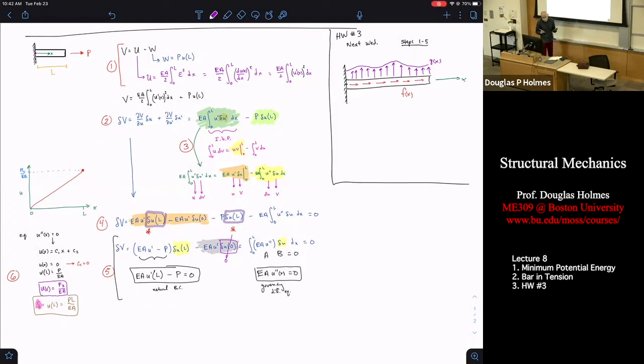Okay, I'm going to give you some hints here. One, we know that we can write strain in this problem as u prime. And we know that the stretching energy depends on the strain squared. 2, we can write curvature as approximately equal to the second derivative of w, our vertical displacement.